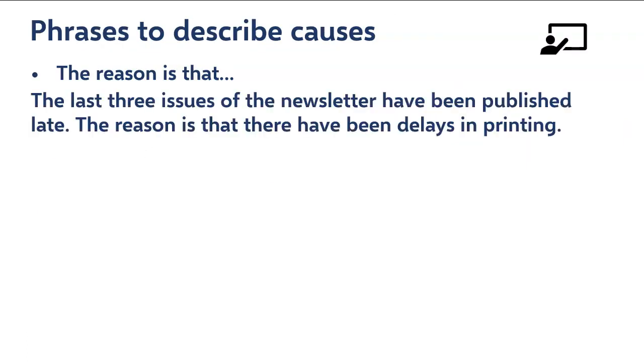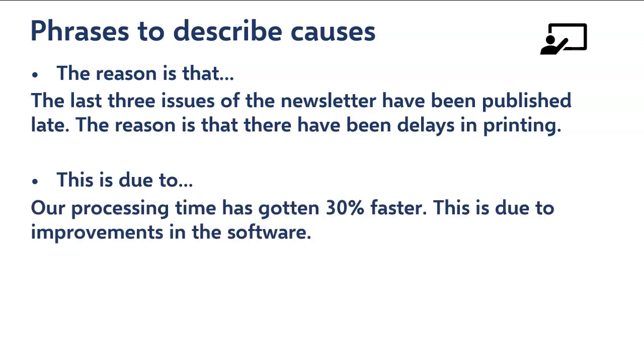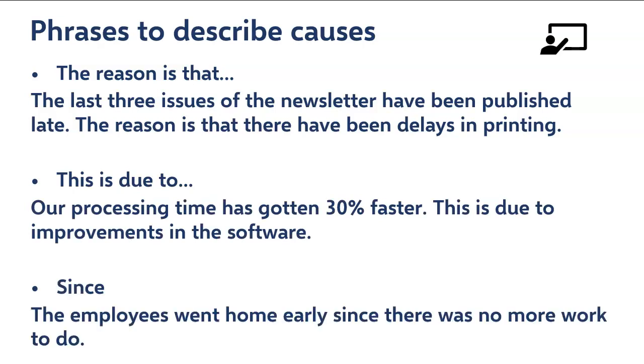Number 1, the reason is that the last 3 issues of the newsletter have been published late. The reason is that there have been delays in printing. This is due to our processing time has gotten 30% faster. This is due to improvements in the software. Since the employees went home early, since there was no more work to do. So these are 3 phrases which you can use to describe causes.